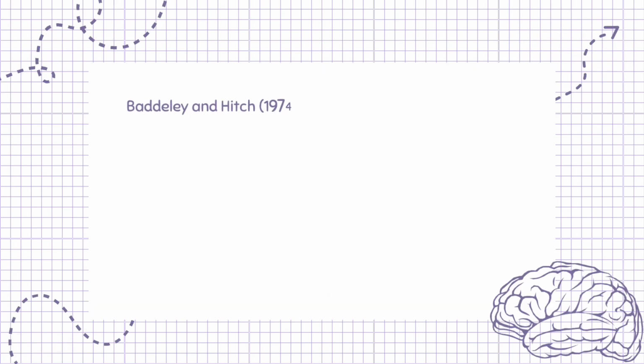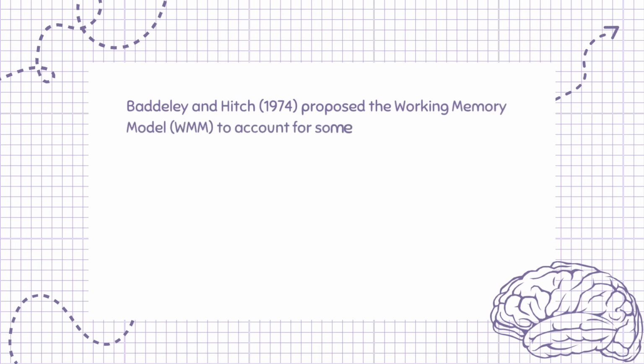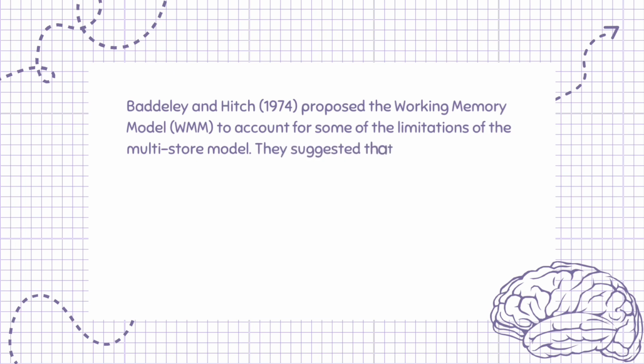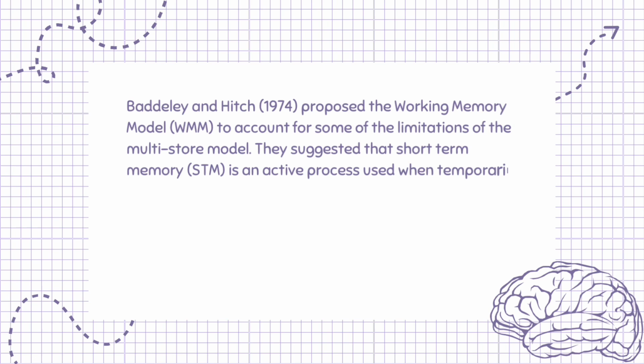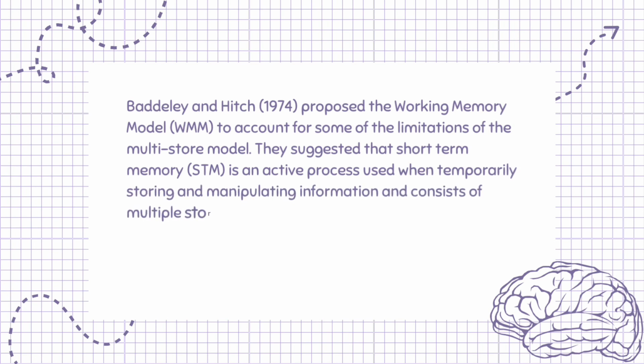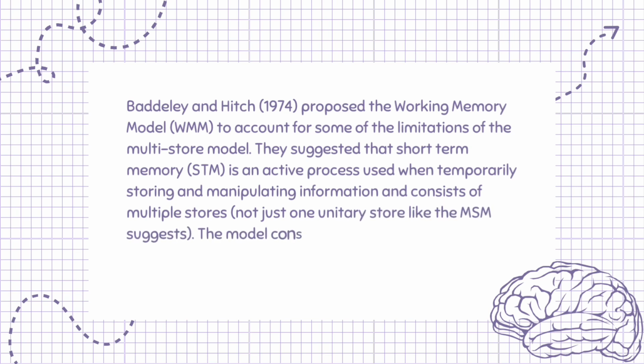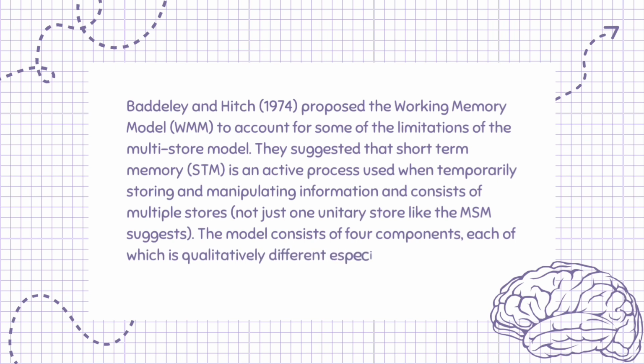Baddeley and Hitch, 1974, proposed the working memory model, WMM, to account for some of the limitations of the multistore model. They suggested that short-term memory, STM, is an active process used when temporarily storing and manipulating information and consists of multiple stores, not just one unitary store like the MSM suggests. The model consists of 4 components, each of which is qualitatively different, especially in terms of coding and capacity.